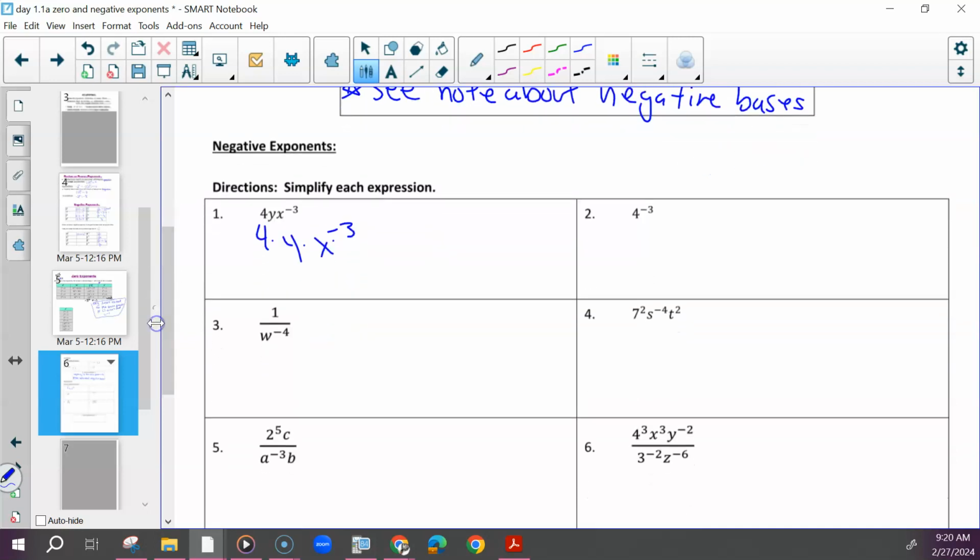Then we can start to apply our rules. The 4 and the y wouldn't change or do anything, but the x to the negative 3 can be changed using our negative exponent rule. How would we rewrite that?